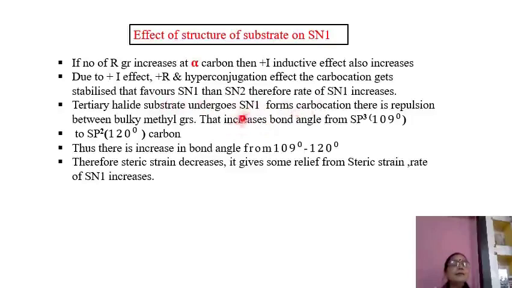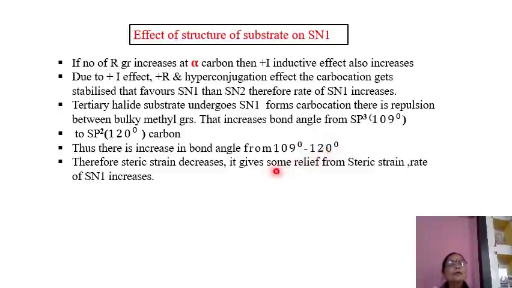Also, whenever we are considering the starting material, the alkyl halide, it is sp3 hybridized. Its bond angle is 109 degrees. Whenever it is converted into a carbocation, the carbocation is planar, as you know, therefore its bond angle is 120 degrees. Thus, whenever the substrate is converted into the carbocation, there is an increase in the bond angle from 109 to 120 degrees. That means in the starting material, if more methyl groups are there, the crowding will be more. But whenever it is converted into the carbocation, the angle increases to 120 degrees.